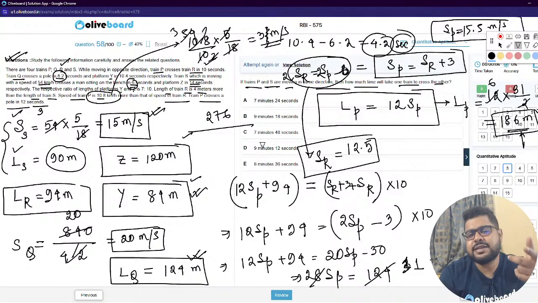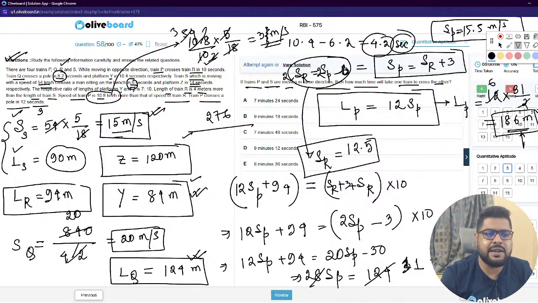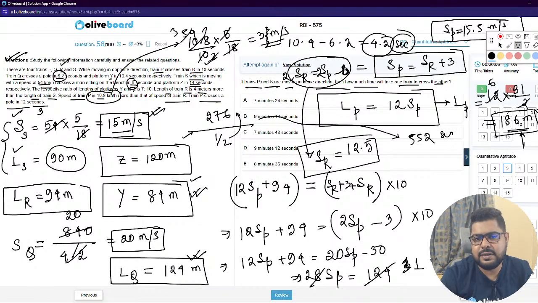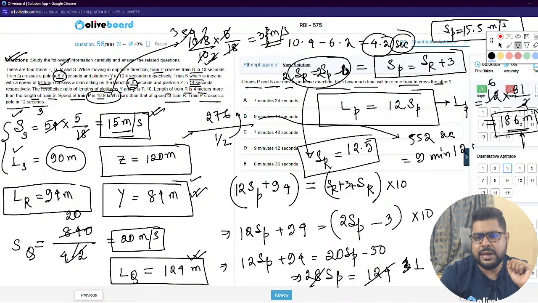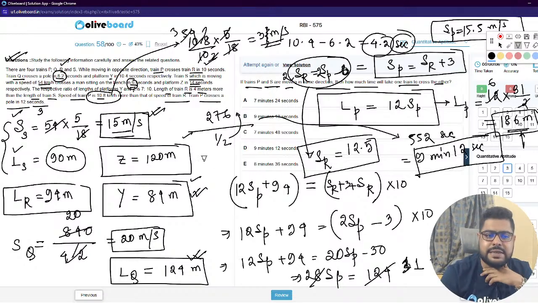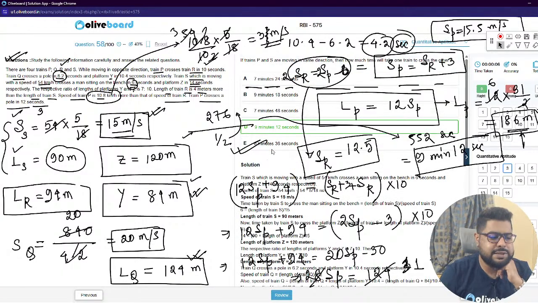Now, same direction means the relative speed will be the difference: 15.5 minus 15, so 0.5, meaning 1 by 2. So that means it is actually 276 into 2, which is 552 seconds. So this is 9 minutes. 6 9s are 54, so 540. 9 minutes 12 seconds, sir. Just divide this by 60. 9 minutes 12 seconds is option D, sir. That's your answer.